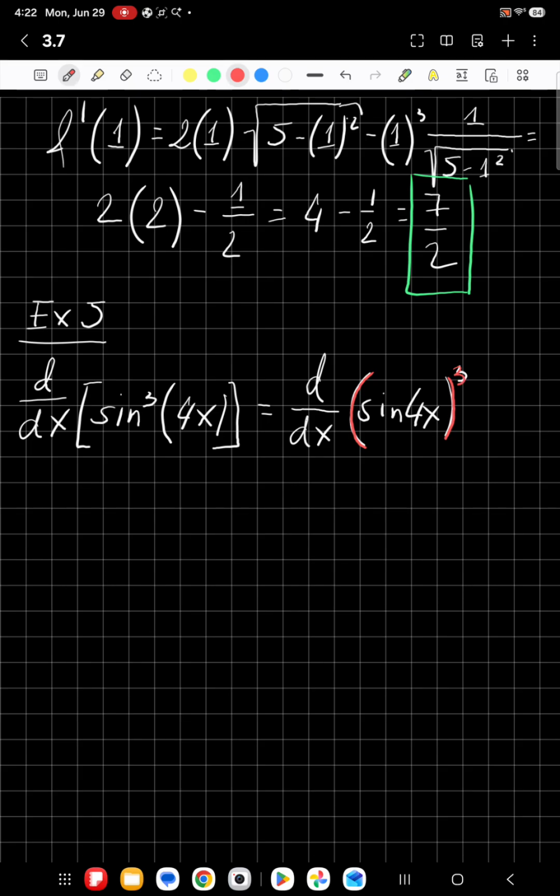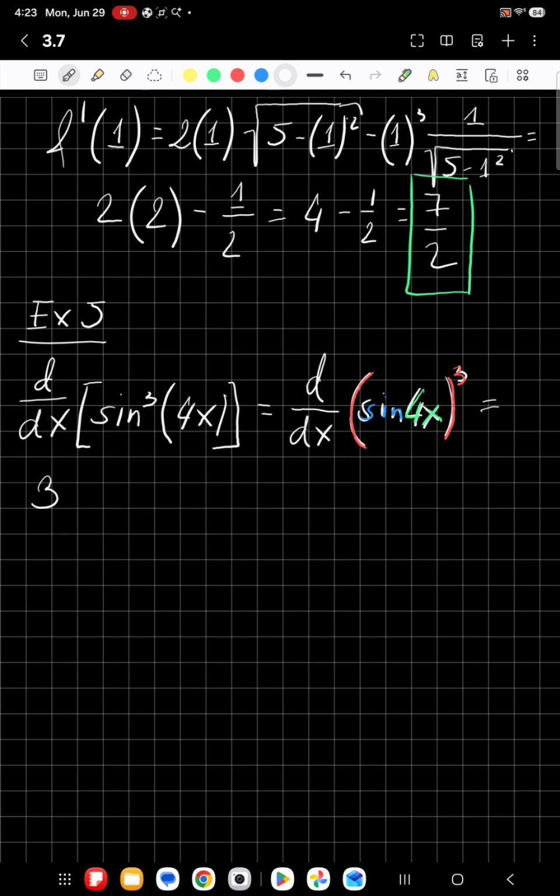All right, so that's the most outside. Then we have sine, and the most inside function is that 4x. So we have to use that chain rule twice. All right, so let's try it. Let's do it. Okay, so that 3 is going to go to the front, and I'm going to subtract 1 from it. All right, so it's going to look like this.